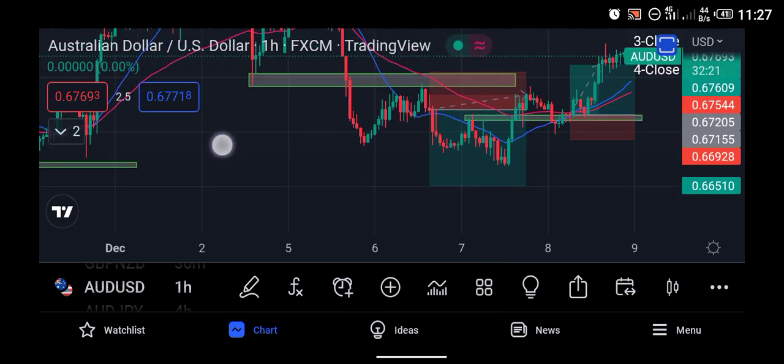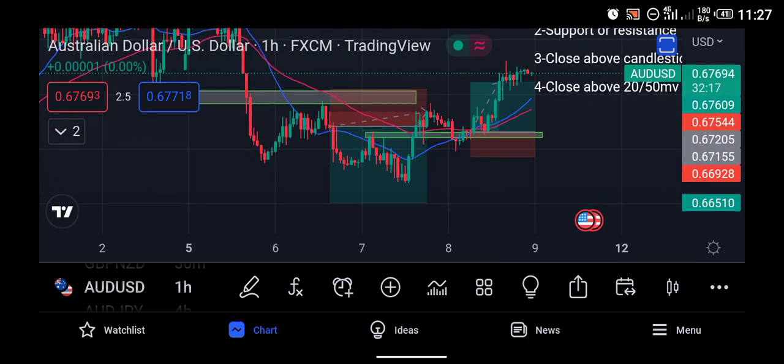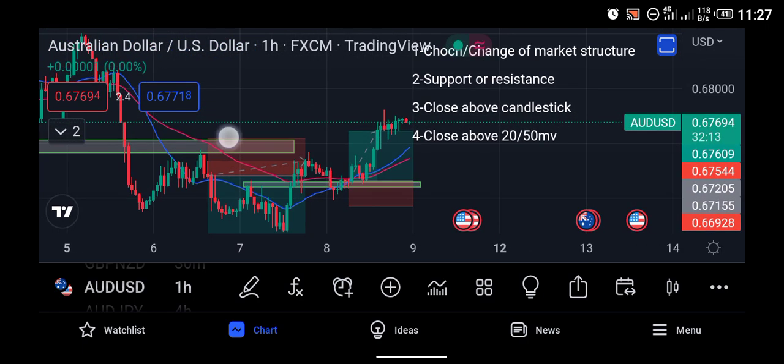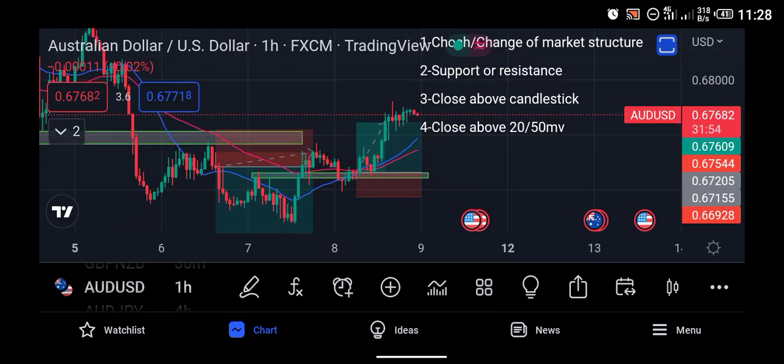So guys, this is a very profitable strategy. You only need one time frame to trade this strategy. And the only thing you need to know is change of market structure, support and resistance, close above candlestick, and close of price above the 20 and the 50 moving average. Guys, that is all I have for you today. Just rewatch this video and you will understand what I'm trying to say.